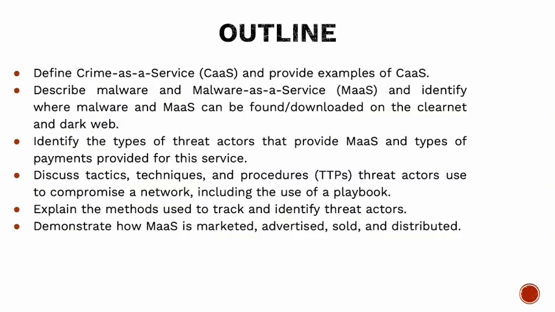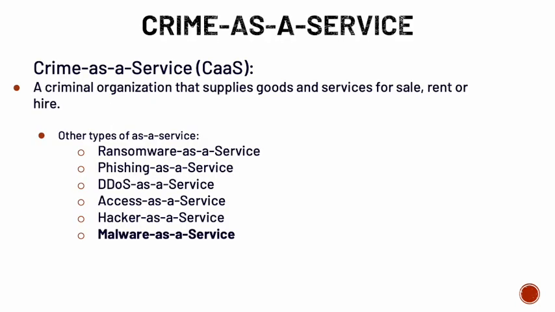All right, this webinar will define and provide examples of crime as a service, describe malware and malware as a service, and identify where they can be found and downloaded on the ClearNet and dark web, identify the types of threat actors that provide malware as a service and types of payments provided for this service, discuss tactics, techniques, and procedures, also known as TTPs, threat actors use to compromise a network, including the use of a playbook, explain the methods used to track and identify threat actors, and demonstrate how malware as a service is marketed, advertised, sold, and distributed.